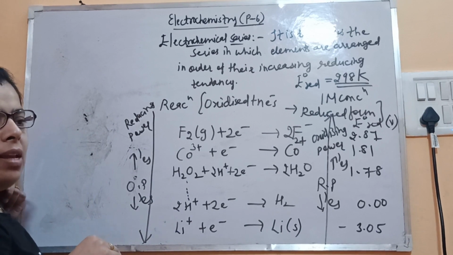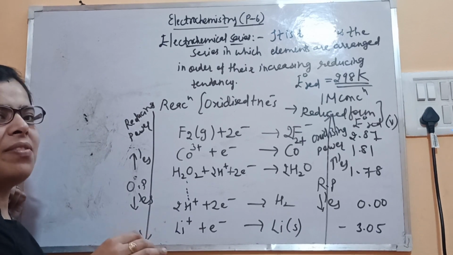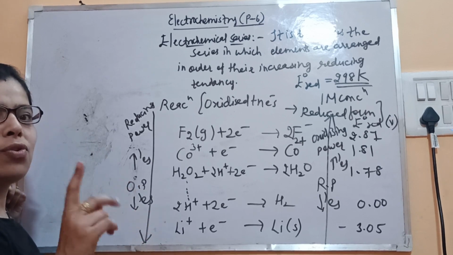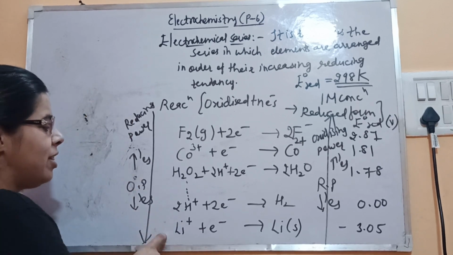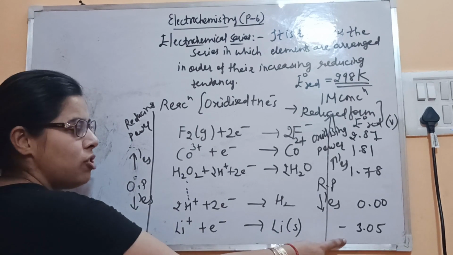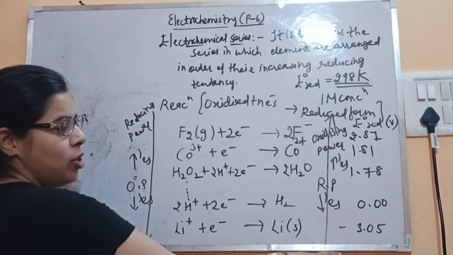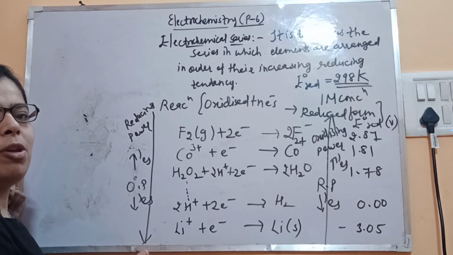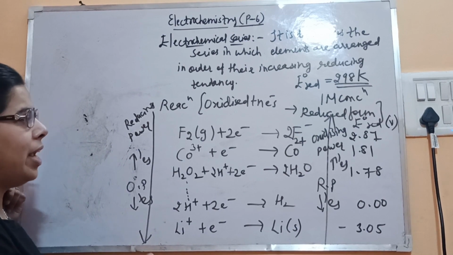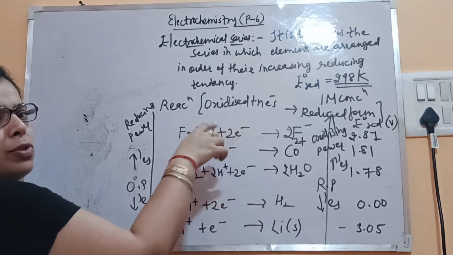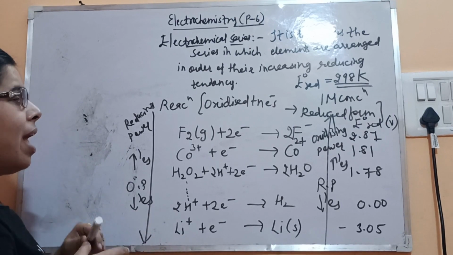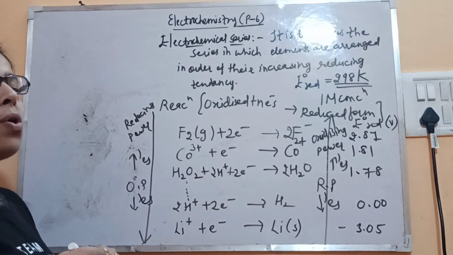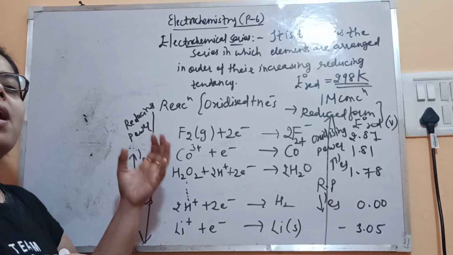If the reduction potential is given as negative, the negative value indicates that it acts as a reducing agent. Out of the series, lithium is the strongest reducing agent, having the highest negative reduction potential. The more negative the reduction potential, the stronger the reducing agent, and the more positive the value, the stronger the oxidizing agent. As we know, metals act as good reducing agents, and non-metals act as good oxidizing agents, because they have a tendency to accept electrons.